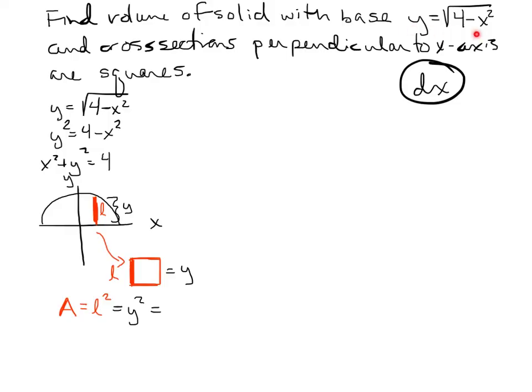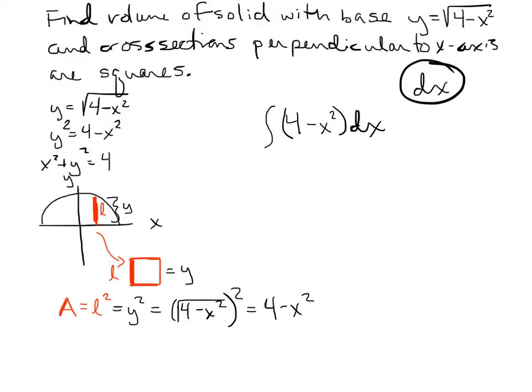And y, we were given up in the beginning of this problem. Y was equal to the square root of 4 minus x squared. And we're going to square all that, which will get rid of the square root, and we'll be left with 4 minus x squared. Okay, so we found an area in terms of x. We're integrating with respect to x, so we want to add up. We want to integrate the area, 4 minus x squared, with respect to x.